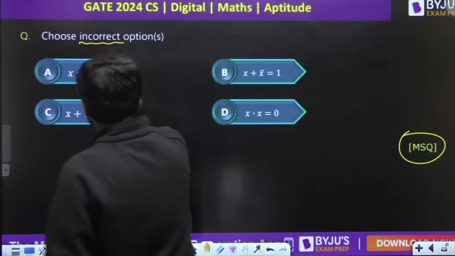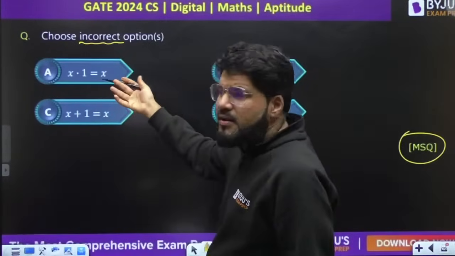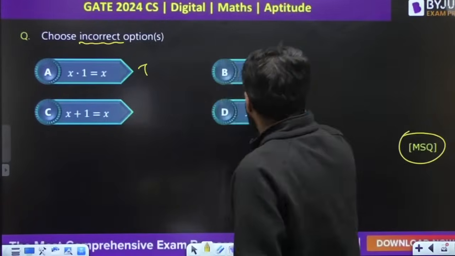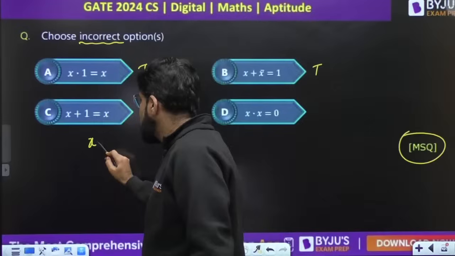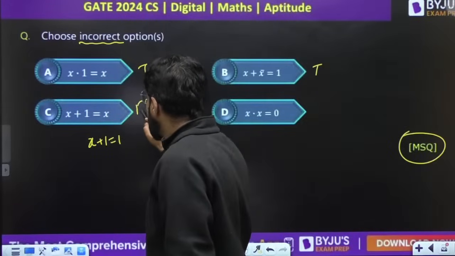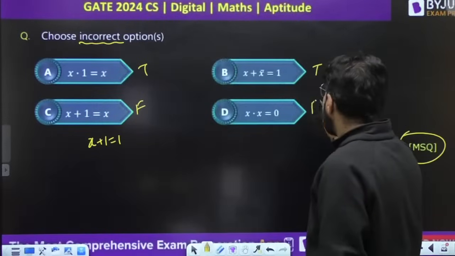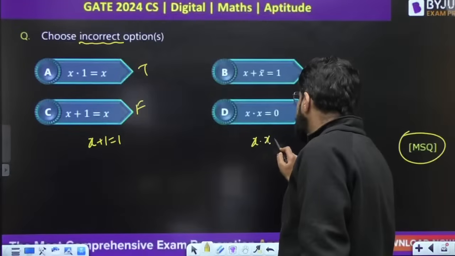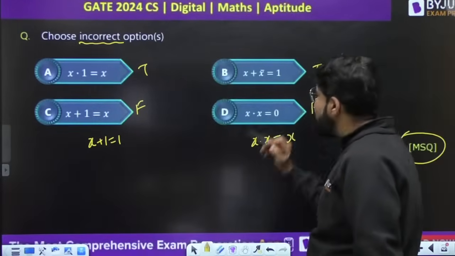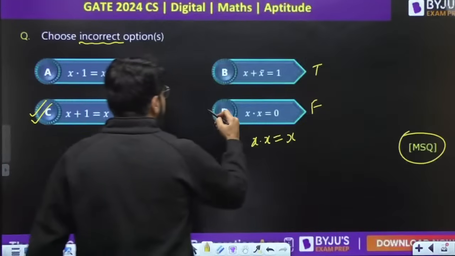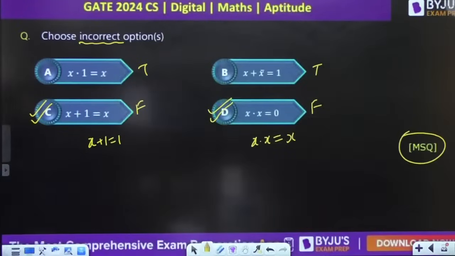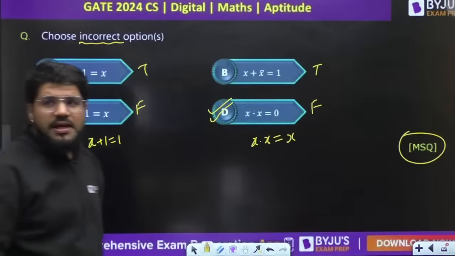So x into 1 is x, that is the correct Boolean identity. This is true. x plus x bar is 1, that is also true. x plus 1 is always 1 in Booleans, so this one is false. x into x is not 0 because x into x is x only. x into x bar is 0. So which of the options are false? It's C and D. We have to choose the false ones only, incorrect only. So C and D, very simple.